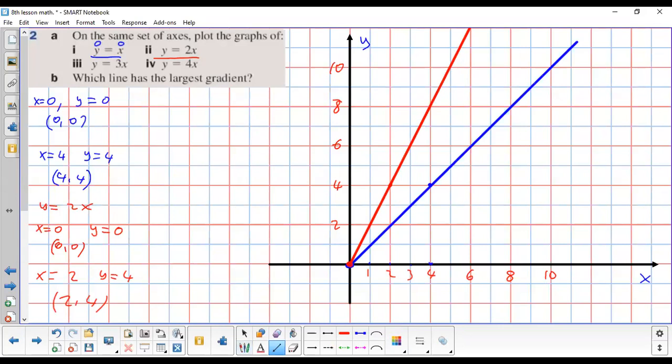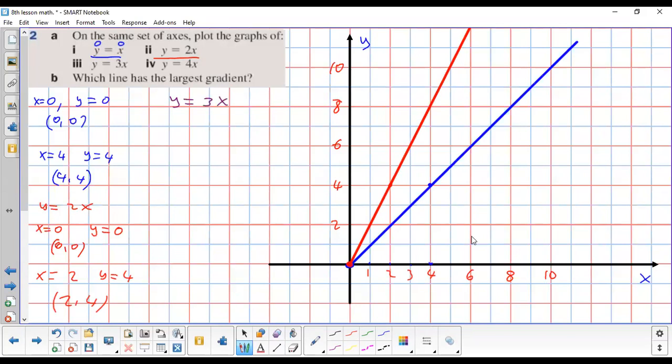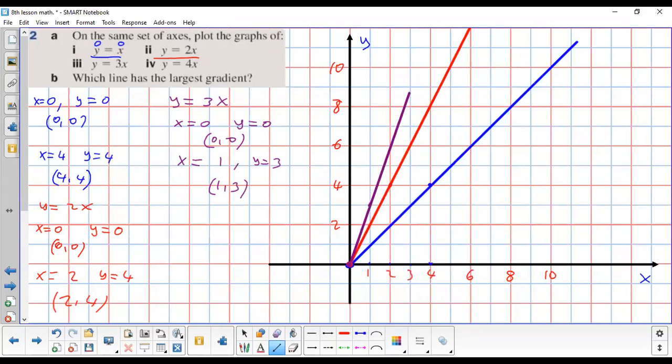So let's do y equals 3x, and let's take a different color. For y equals 3x, for x equal to 0, we have y equal to 0, the point (0, 0). It is this point here again. We start from the same point. Let's take now x equal to 1. Then y equals 3. So we have (1, 3). Here it is. So we have two points, which is sufficient to draw a line. So this is our new line.